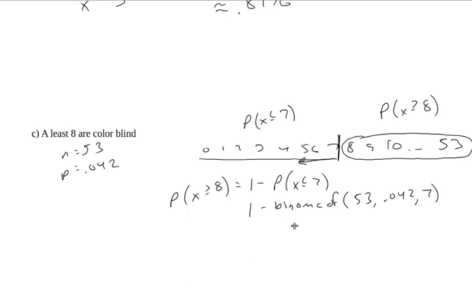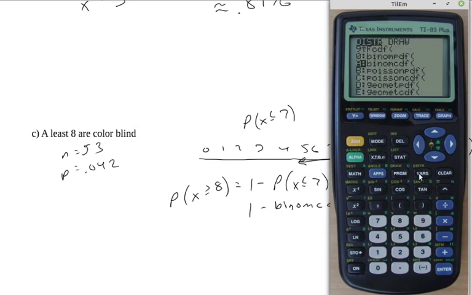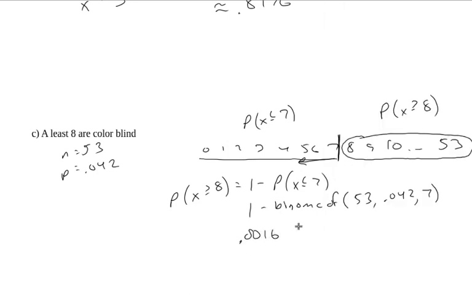All right. So let's plug this into the calculator. 1 minus binomial CDF, 53, 0.042, and 7 is the upper bound there. And we get 0.0016. So the probability that we get at least 8 people being colorblind in this group of 53 is 0.0016.